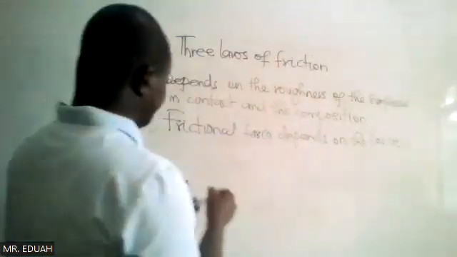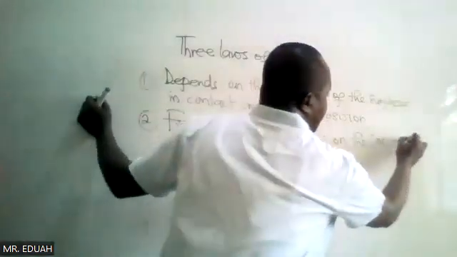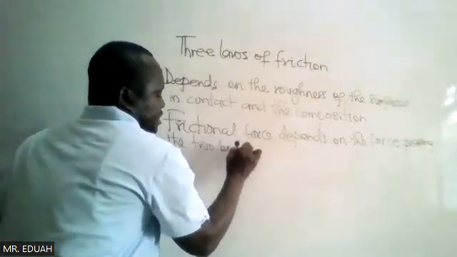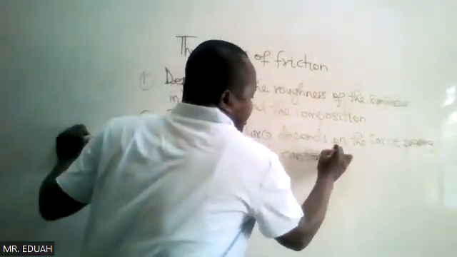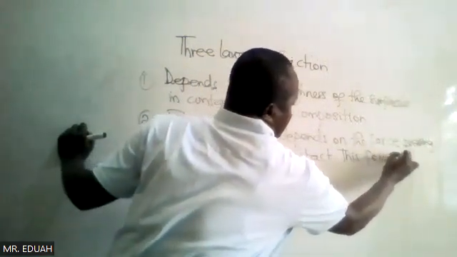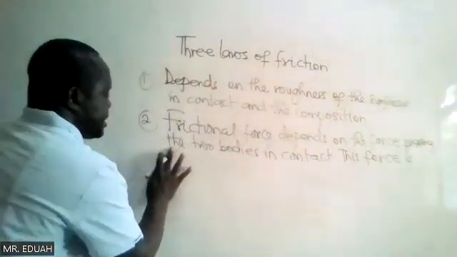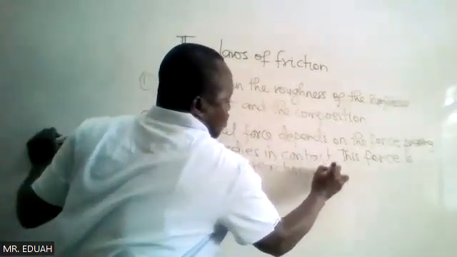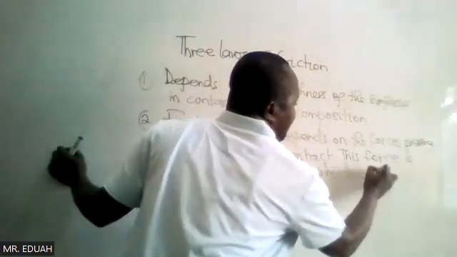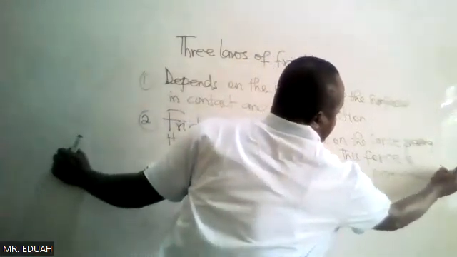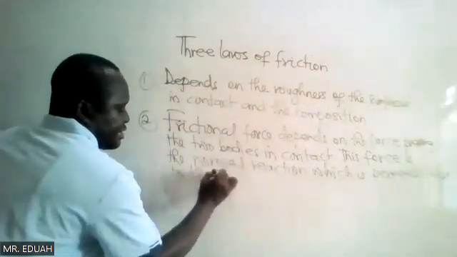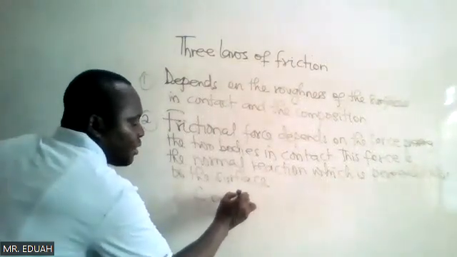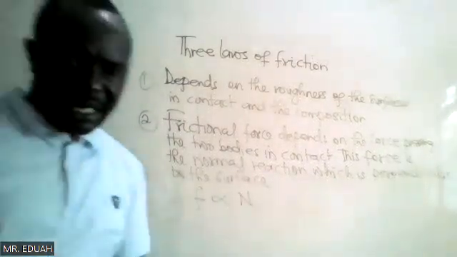So frictional force depends on the force pressing the two bodies in contact. This force is the normal reaction, which is perpendicular to the surface. So we say that F is directly proportional to the normal reaction, which is sometimes represented by the letter capital N or capital R.